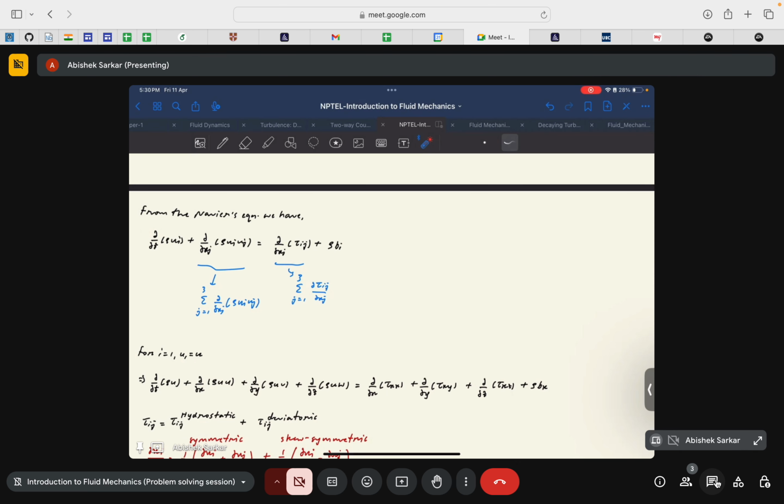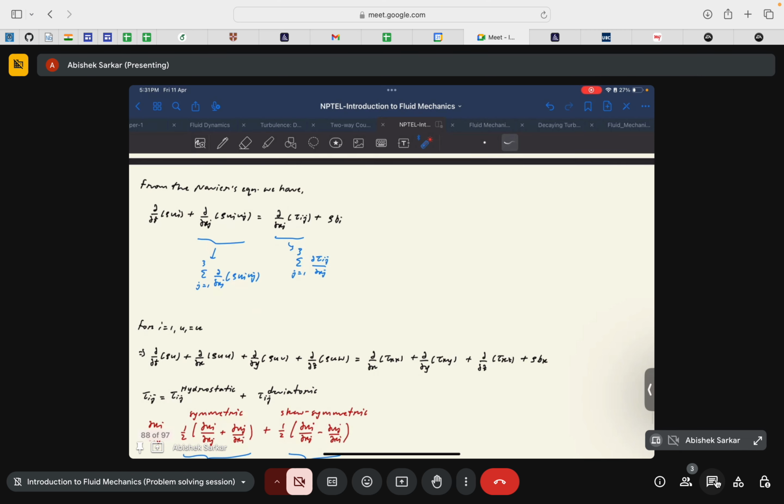So dou by dou t of rho ui plus dou by dou xj of rho ui uj is equal to dou by dou xj of tau ij plus rho bi. You can see here that there is a repeating index in both of these terms. In this case, the repeating index is j, and in this term the repeating index is again j. From Einstein's index notation, if you recall from our first lecture, the repeating index would mean that there is a summation over that particular index.